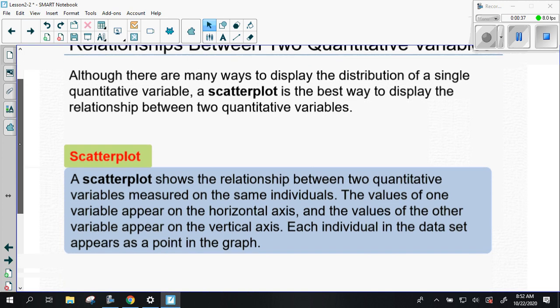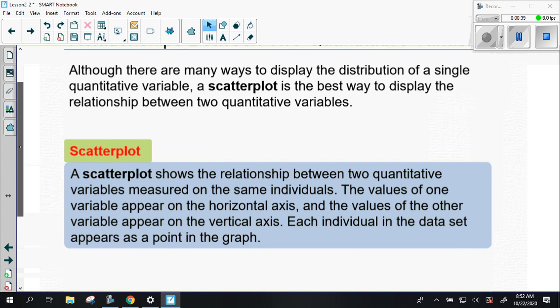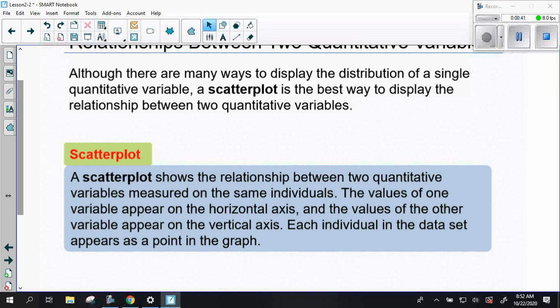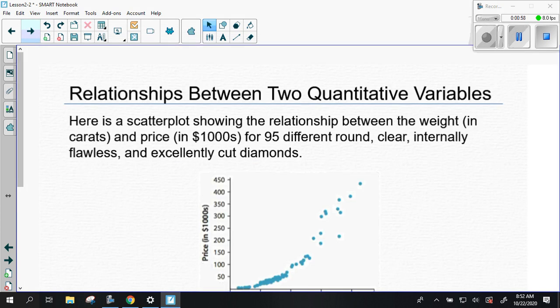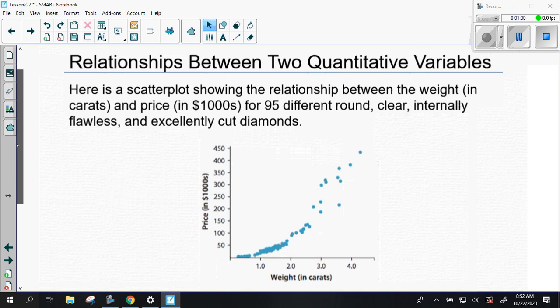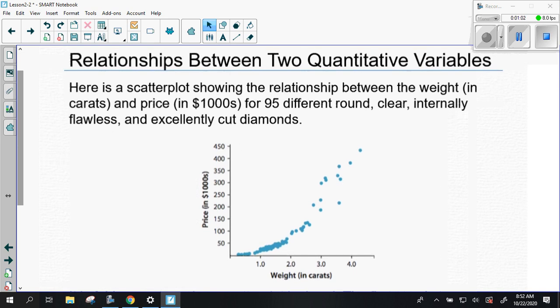This is what a scatter plot is. It's got a relationship between two quantitative variables. We'll get into how to determine whether one is a response or an explanatory variable. And this is all stuff you've seen before, just a little more vocabulary. So here's what a scatter plot looks like if you had forgot.